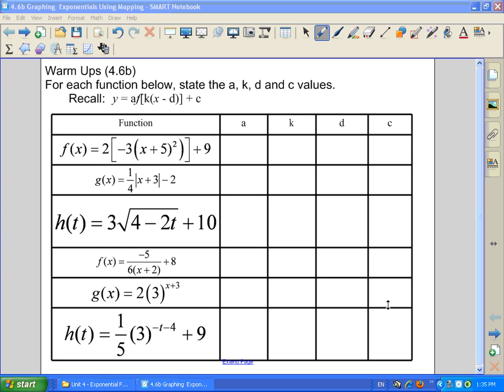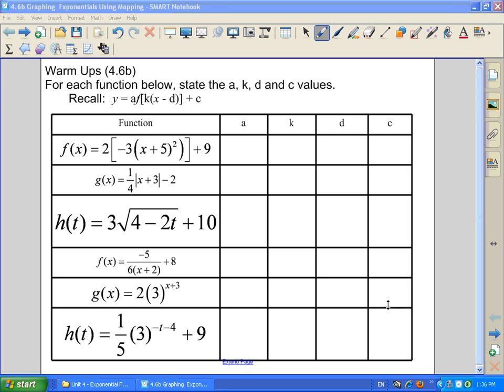Today we're going to be taking a look at the transformation of exponential functions, and we're going to use the mapping sequence that we used back in the first or second unit to apply it to exponential functions. Before we do that, let's just revisit all the possible transformations for some of these parent functions, and you notice the last couple I actually threw in the exponentials here as well.